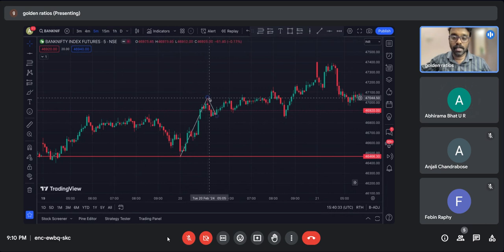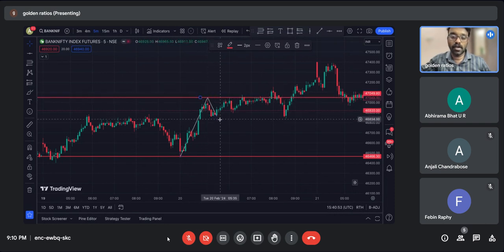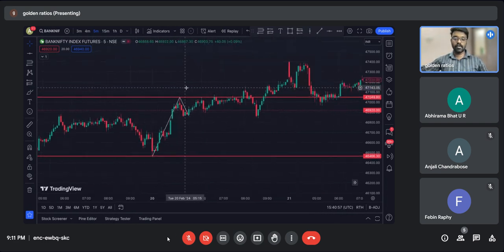Then what happened? The price got rejected. So we can assume that there is a resistance. Whenever a price moves upwards and gets rejected from the upper price, that particular point is called resistance, because the market is unable to move upwards. So resistance, hope everyone understood.